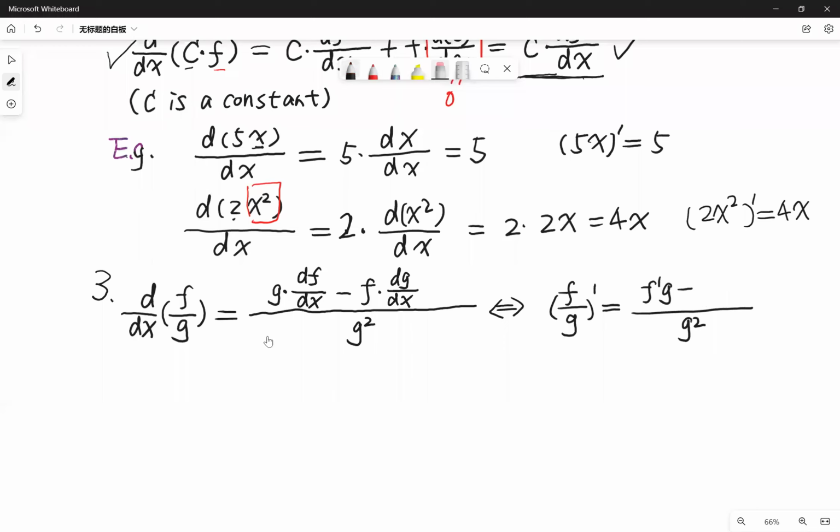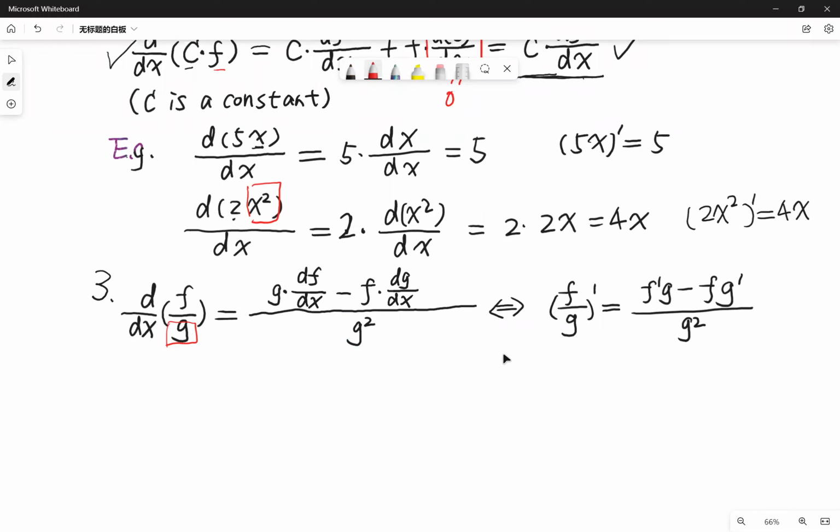f g prime, right? And this is the quotient rule here, over g squared. You do not know this g. g is here. The differential of the quotient of f and g, and here is g squared.